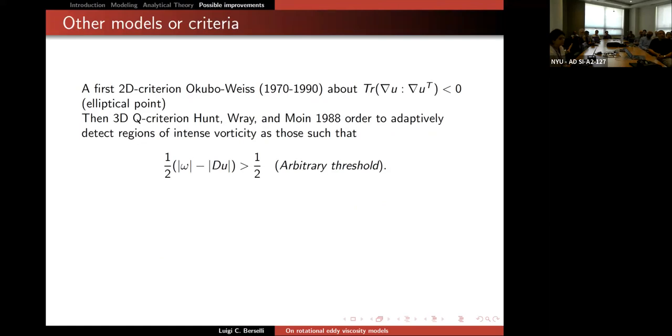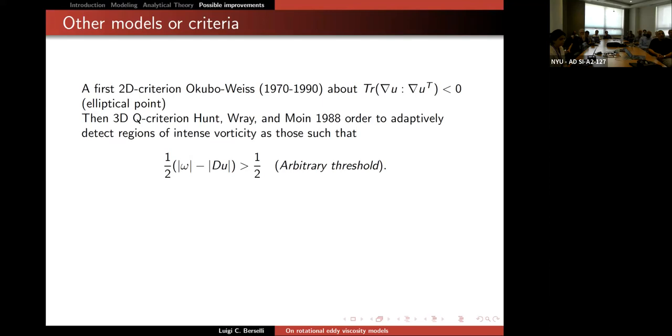So something more interesting would be to understand where the fluid is locally rotating. And this measure is not only the vorticity, but is something more sophisticated. In fact, at least in the 2D case, Okubo and Weiss started considering a different criterion. They took the trace of the square of the gradient, and in 2D, if this is negative, it means that you have an elliptical point, so the particles are rotating. But in 3D, this is much more complicated.